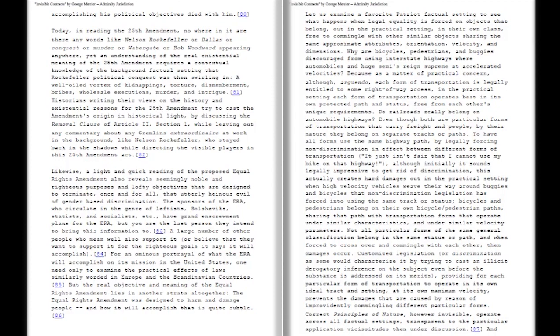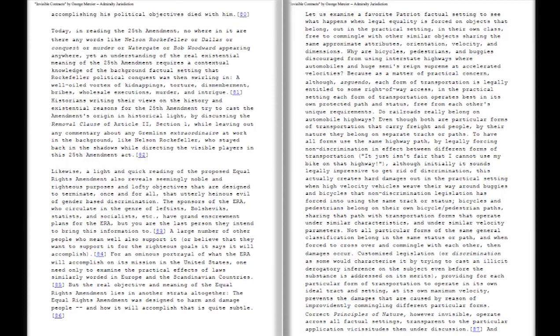Even though both are particular forms of transportation that carry freight and people, by their nature they belong on separate tracks or paths. To have all forms use the same highway path, by legally forcing non-discrimination in effect between different forms of transportation: "it just isn't fair that I cannot use my bike on that highway." Although initially it sounds legally impressive to get rid of discrimination, this actually creates hard damages out in the practical setting when high-velocity vehicles weave their way around buggies and bicycles that non-discrimination legislation has forced into using the same track or status.